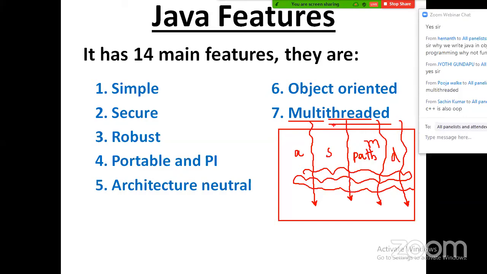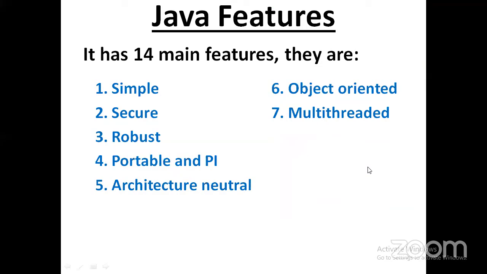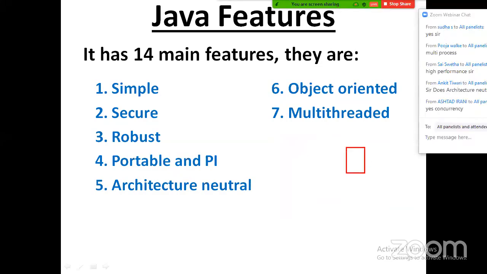Catching my point? Multi-threading means a thread is nothing but one path of execution. I can create multiple paths of execution. Hence, multiple tasks I can execute simultaneously at a time. Now, let me take one example. This is my Gmail. Okay, let me take Facebook. This is the best example. This is my Facebook.